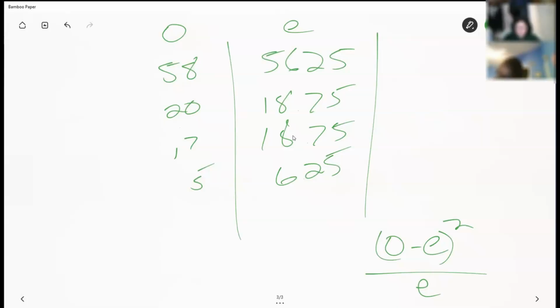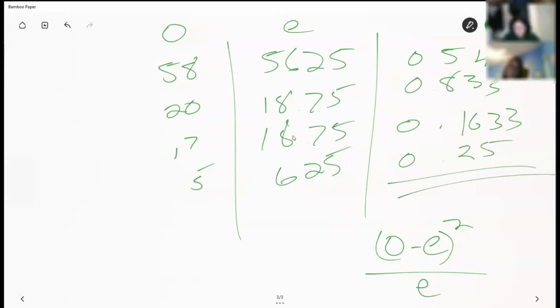I believe I got 0.0544. I always carry a couple extra decimals. 0.0833. 0.1633. 0.25. And when I added those up, I had 0.551, I think.